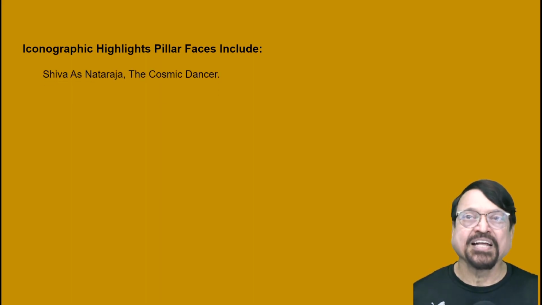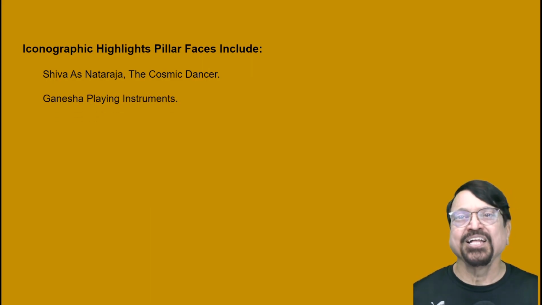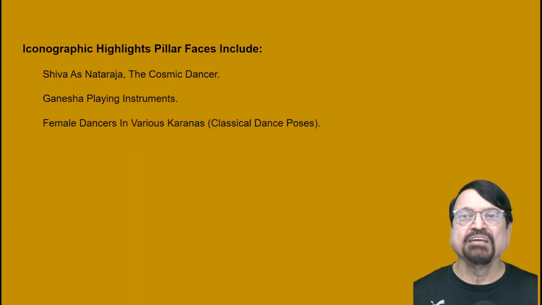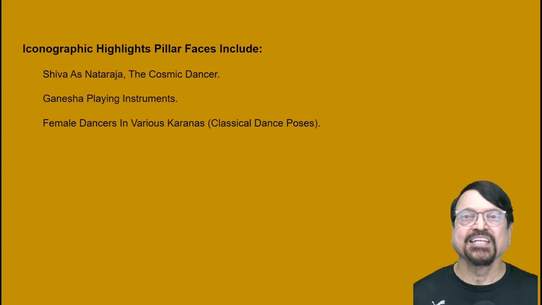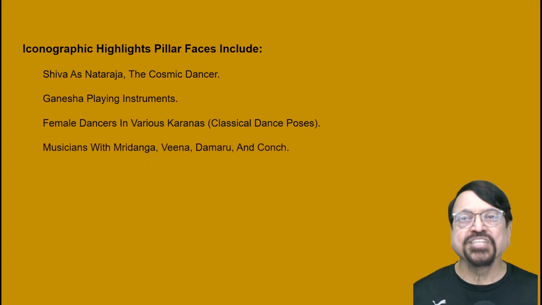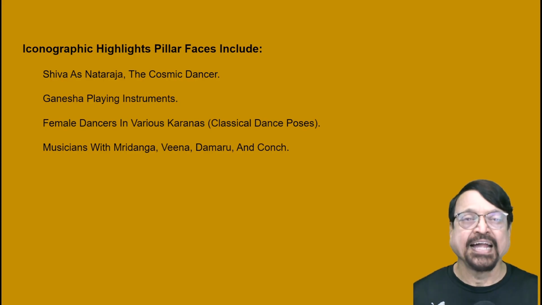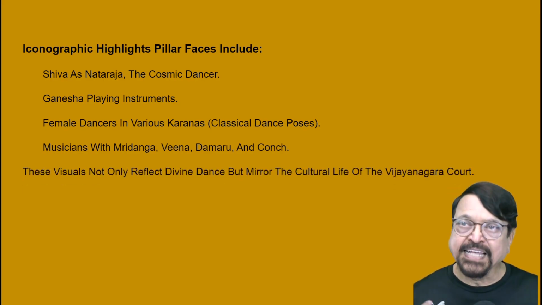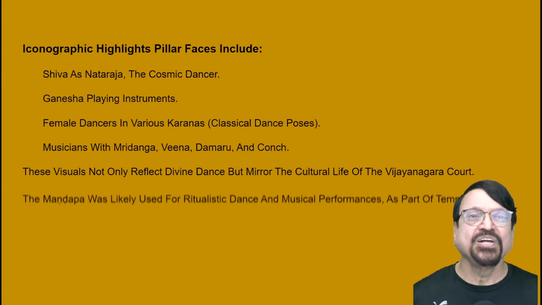You will find here Shiva in a Nataraja form, that is, he is a cosmic dancer when he is Nataraja. Then Ganesha playing instruments, female dancers in various classical dancing positions. Then you will find musicians with mridanga. Mridanga is like a drum, not exactly a drum, but near it. Then veena, damaru and conch, that is shankh. These visuals not only reflect divine dances but mirror the cultural life of the Vijayanagar court.